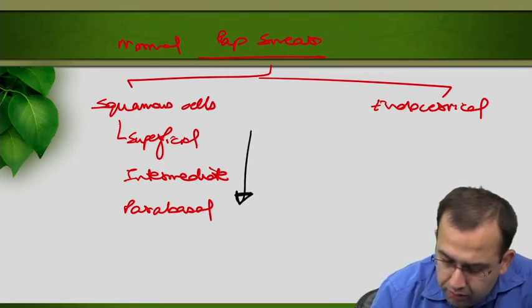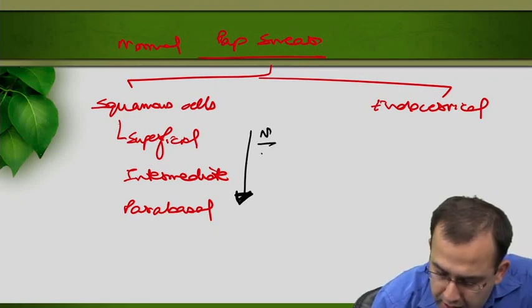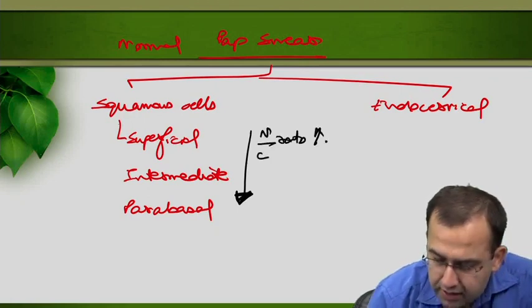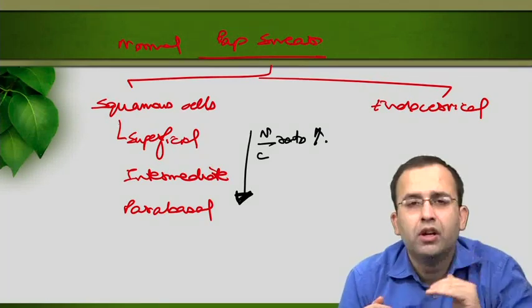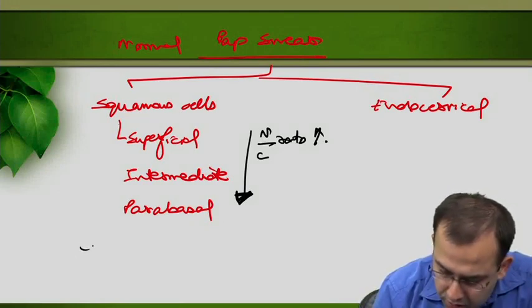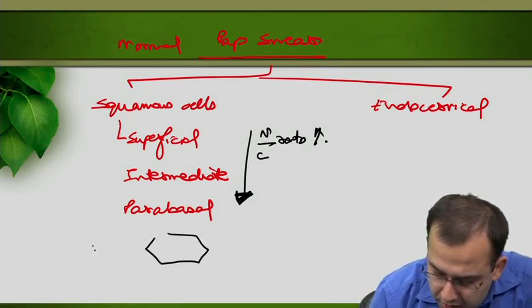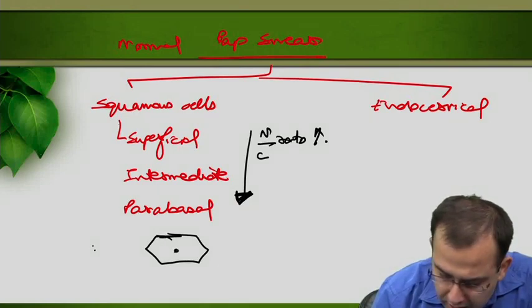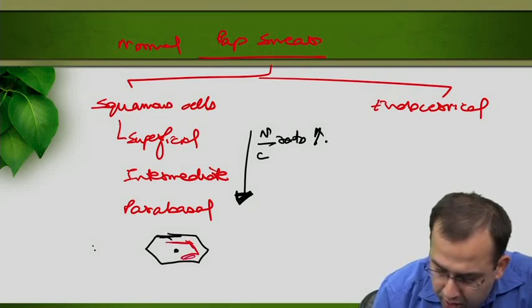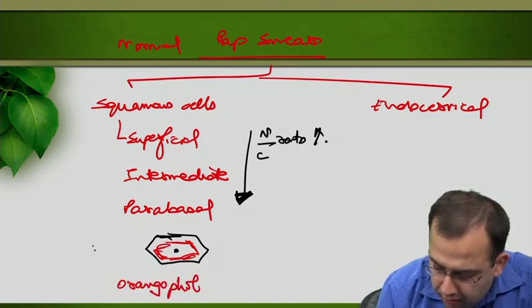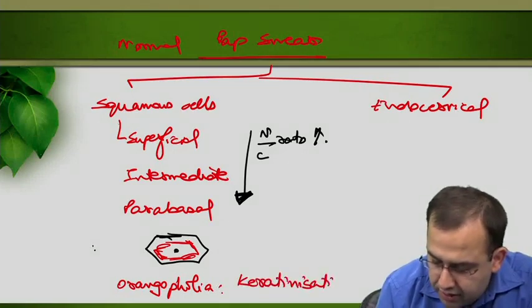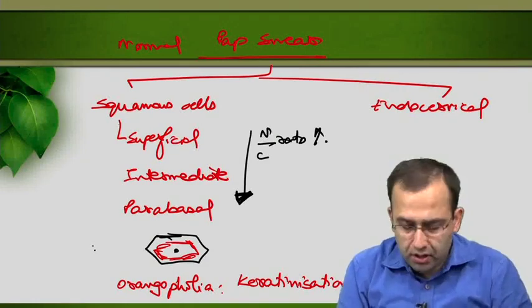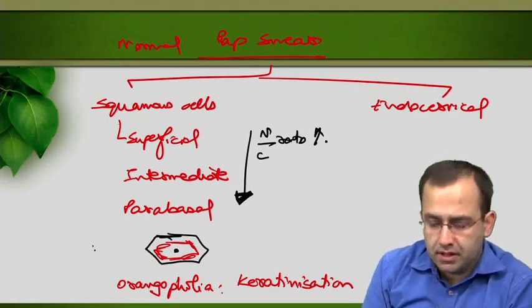As we go from top to bottom, the nucleocytoplasmic ratio increases. That is, the nucleus becomes more enlarged, cytoplasm reduces, nucleocytoplasmic ratio increases. Next point, microscopically, this is what a squamous cell looks like. It is a large polygonal cell, abundant cytoplasm. Orangophilia means affinity for orange color. Orangophilia in a squamous cell denotes keratinization. This is a normal squamous cell.